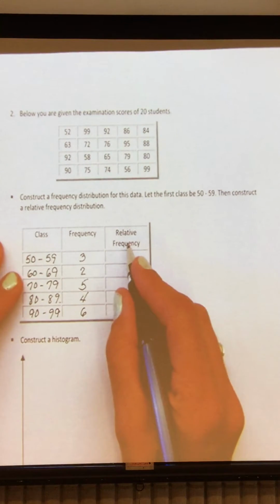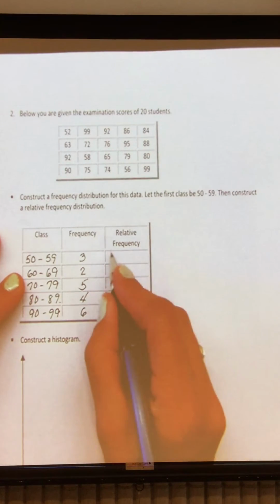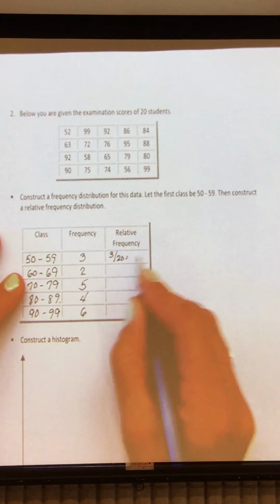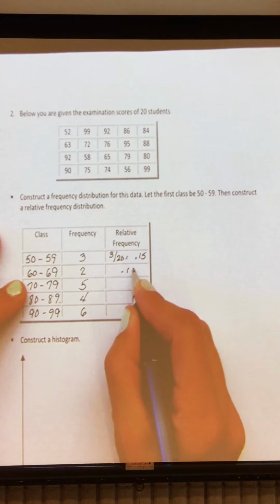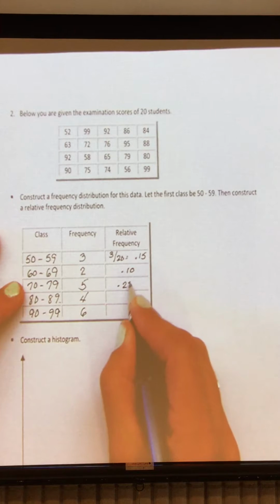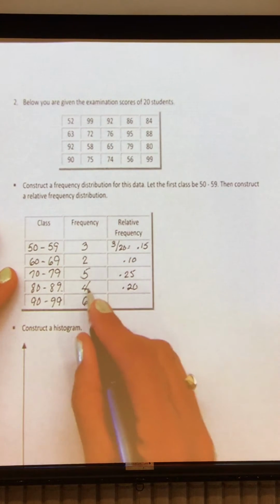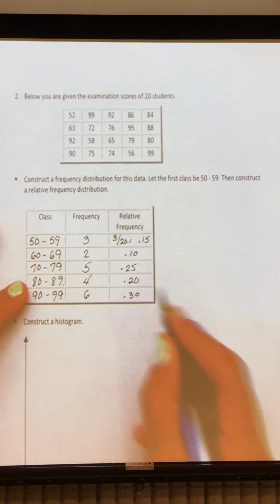So again, the relative frequency is your frequency divided by n, which is your total. So 3 divided by 20 is equal to 0.15. 2 divided by 20 is 0.10. 5 divided by 20 is 0.25. 4 divided by 20 is 0.20, and 6 divided by 20 is 0.30.